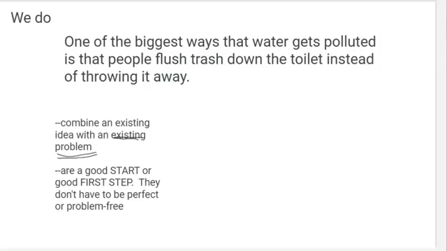It also wastes energy, because cleaning the water again and getting that stuff out to use the water again takes a lot of electricity, a lot of energy, a lot of pollution. Big problem. So what do we do about it? I want us to try to combine some existing idea in the world with this problem of trash going down toilets. How could we fix it?